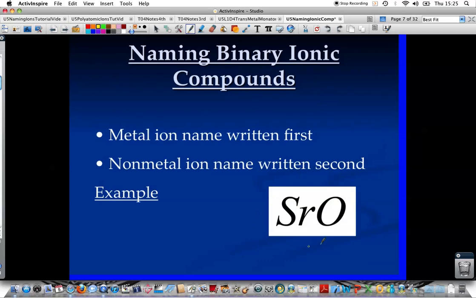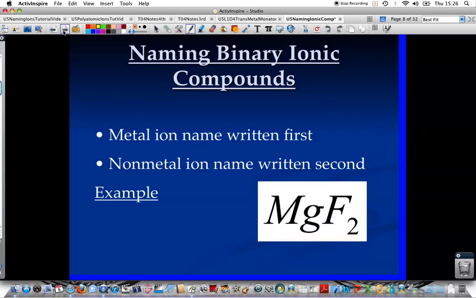So if we look at this example right here, SrO, Sr is going to be the strontium ion, so we write strontium. And O is the oxide ion, so we write oxide. And then this one, Mg, we looked that one up on the periodic table. It's magnesium. And F, that's fluorine, but remember we change it so that it ends in IDE, so it becomes the fluoride ion. So the name of this compound is magnesium fluoride.